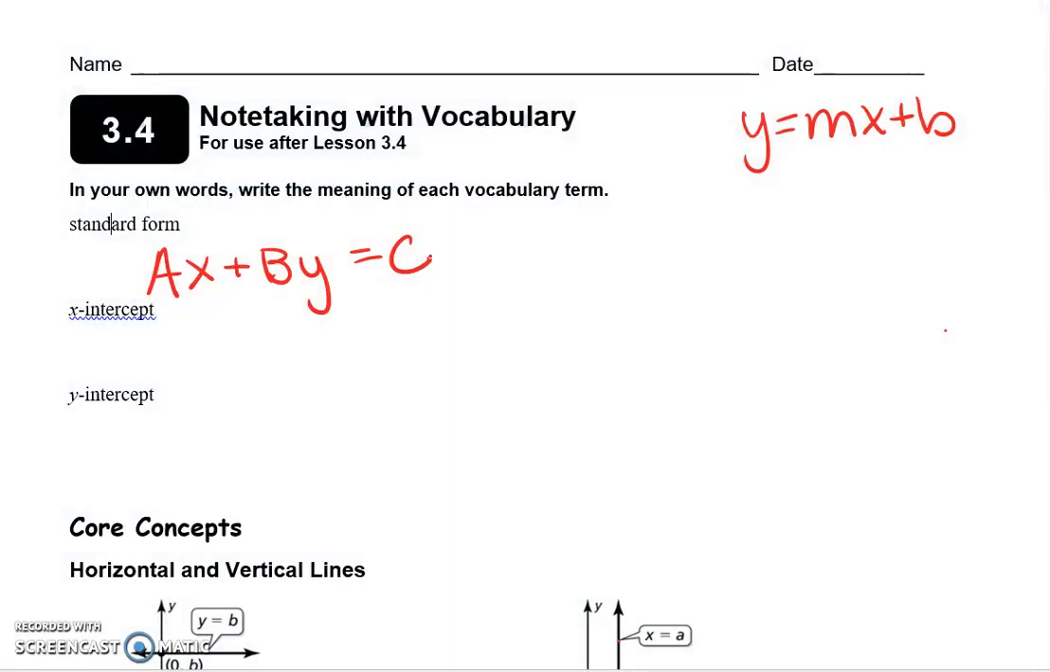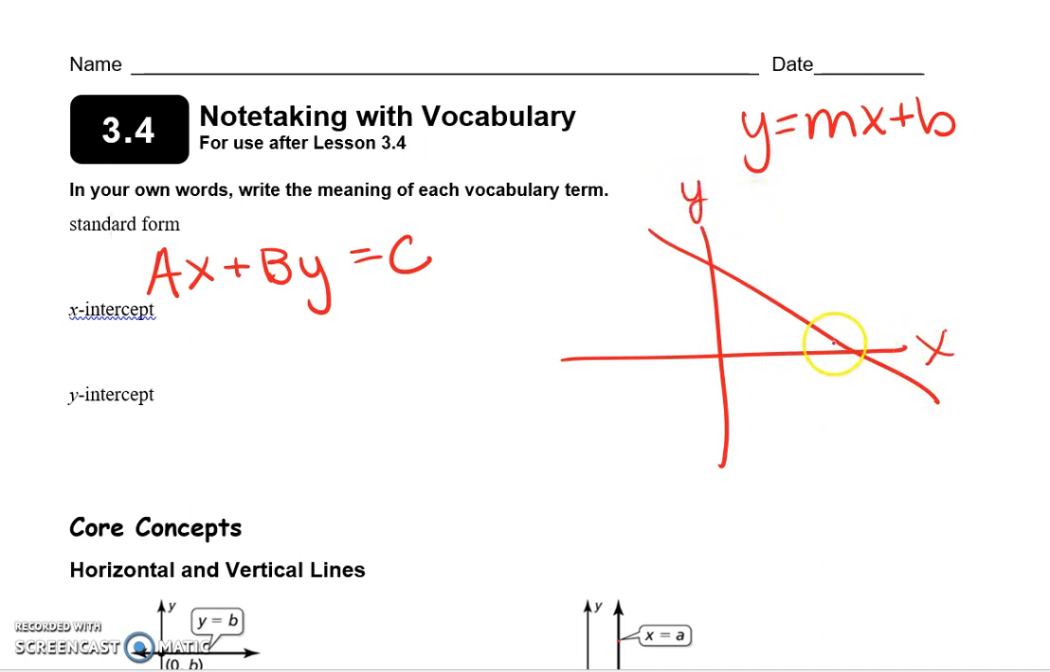Your x-intercept, if I sketch a graph and here's a line, this is the x-axis and this is the y-axis, is where the line crosses the x-axis. It also, as you figured out in your exploration, is when y equals 0. So this is the point, for example, 3, 0. So to find your x-intercept, set y equal to 0.